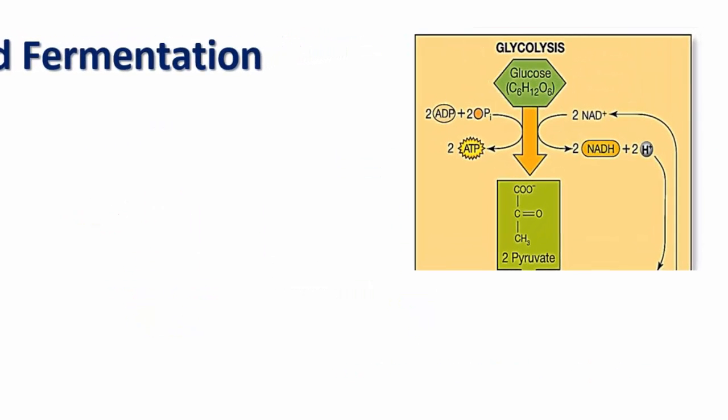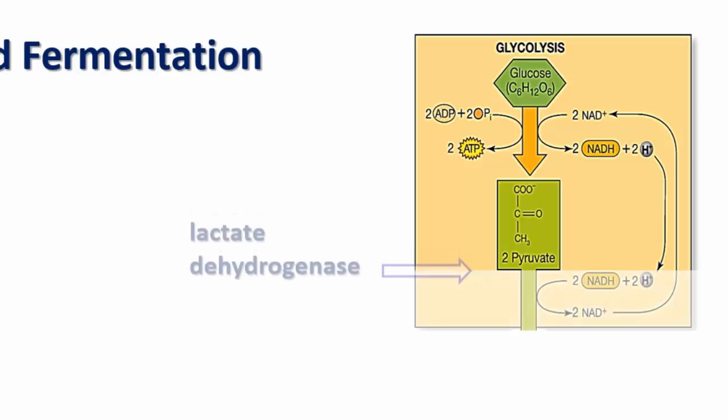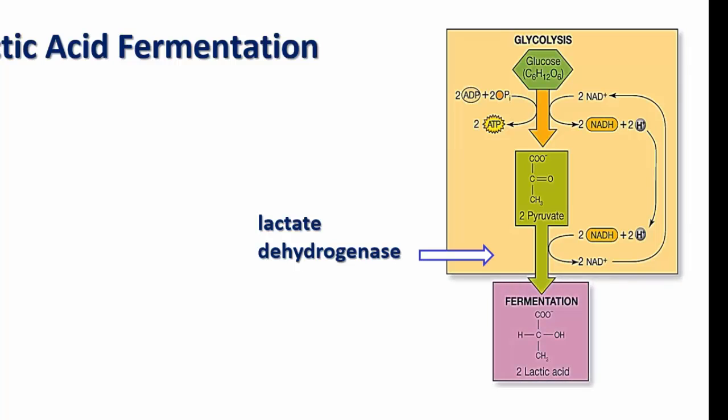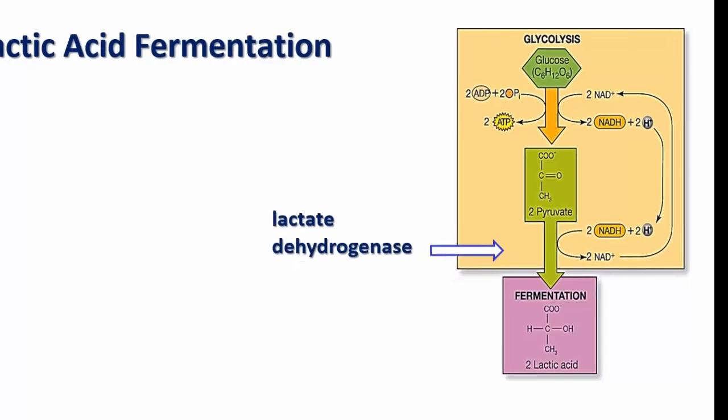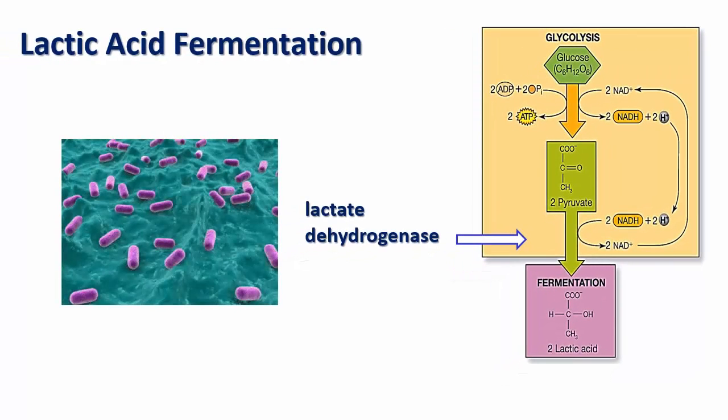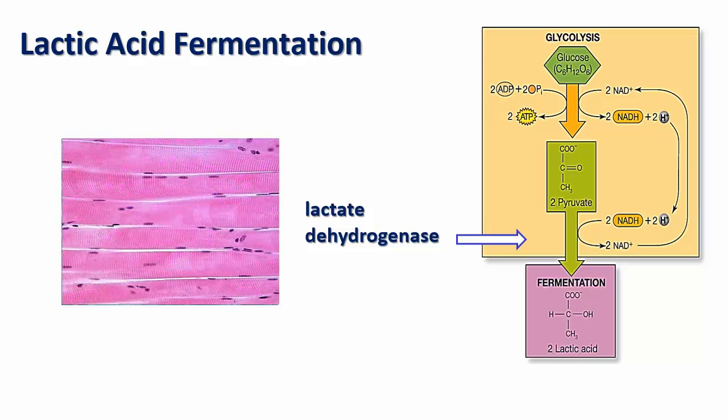In lactic acid fermentation, the NADH molecules produced in glycolysis are used by the enzyme lactate dehydrogenase to reduce pyruvate. This redox reaction uses the reduction power of NADH to convert pyruvate into lactate, and in this process replenishing NAD+. Lactic acid fermentation occurs in some bacteria and in muscle cells when they are starved for oxygen.